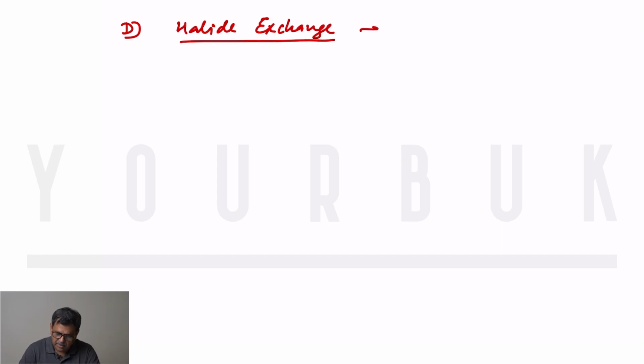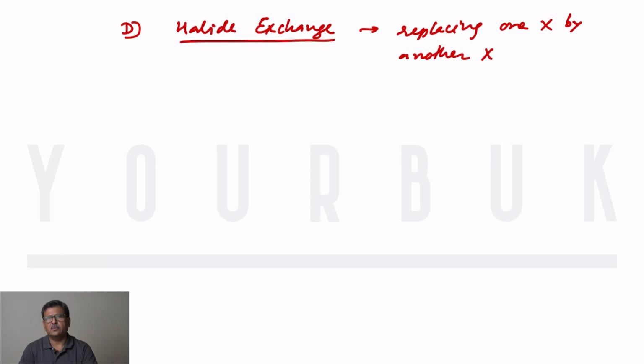Now the next method is number D. This is called halide exchange. From the name itself, you can understand the meaning of this reaction: replacing one halogen by another halogen, replacing one X by another X. But this method is mainly used to prepare fluoro and iodo compounds. Now first is fluoro compound.